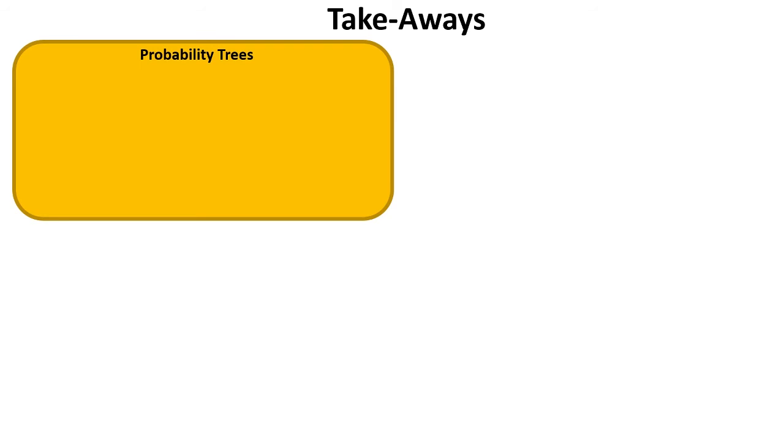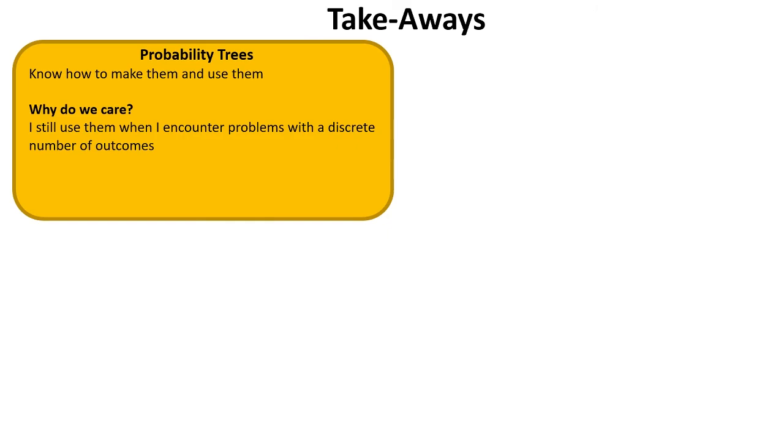Probability trees are extremely useful. Know how to make them and use them. I still use them when I encounter problems with discrete number of outcomes in lab, with mating schemes. They're just a very intuitive way to deal with probability at all times. We'll use them again indirectly, but I don't think any of the later statistical tests will build directly on them, but they're just very useful in general.